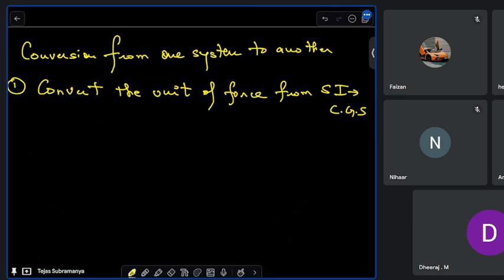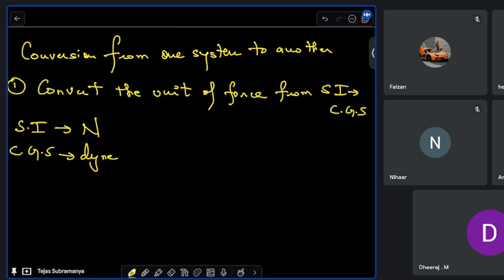I'll write it somewhere here. The SI unit of force is nothing but Newton. CGS is called dyne, D-Y-N-E. For example, if it is length, it will be meters and centimeters. Just like that, it will be Newton and dyne. First, focus. You're supposed to start assuming a few things.